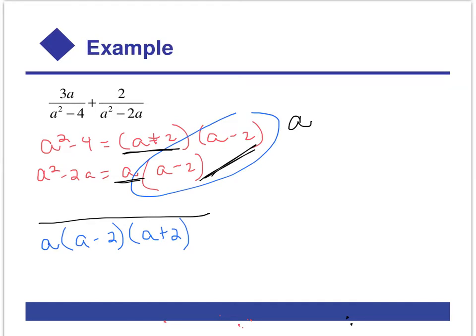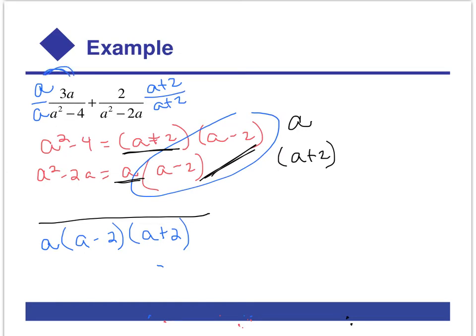Now let's look at a squared minus 2a. What's missing there? Very good, the a plus 2. So that's what we're going to do. We're going to multiply this by a here. We have our common denominator. That's really what we did here. And then we have the a plus 2 here. So we're just really looking at the numerators at this point.